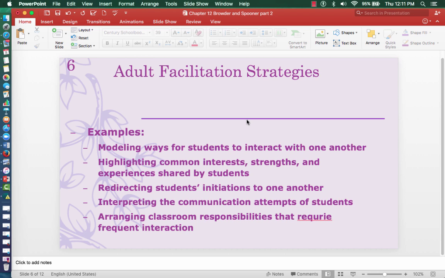And sometimes we have students who have difficulties with managing communications. And so sometimes we have to help to reinterpret what it is, especially students who have very severe articulation issues.